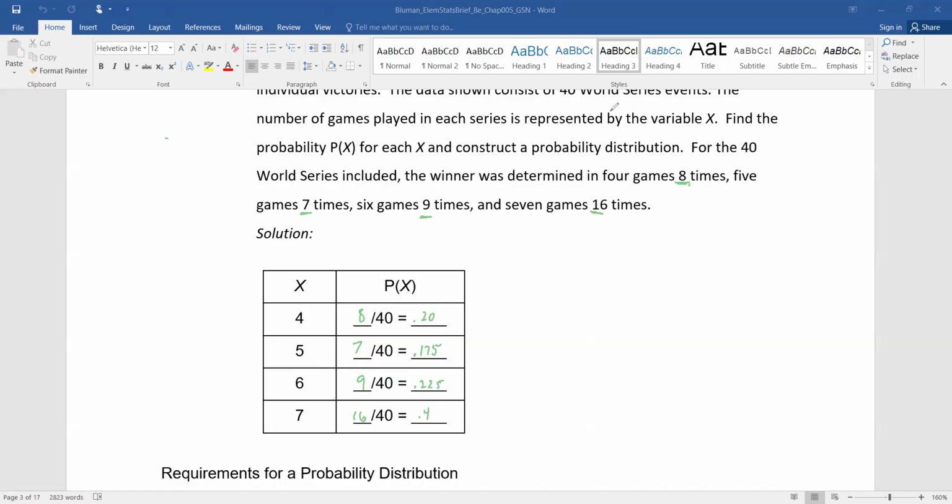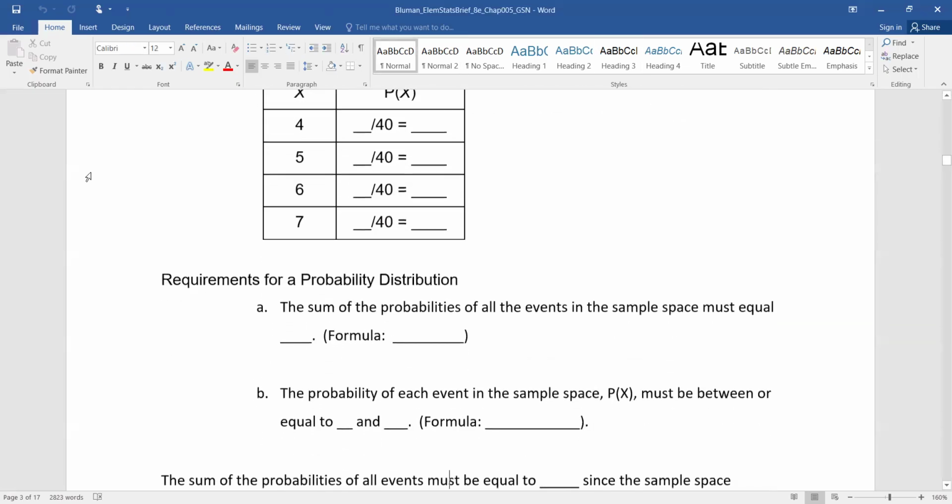All right, so that's a way we can do it observationally. So we can do theoretical, or we can do observationally: what actually happened versus what should happen. The process isn't too much different.